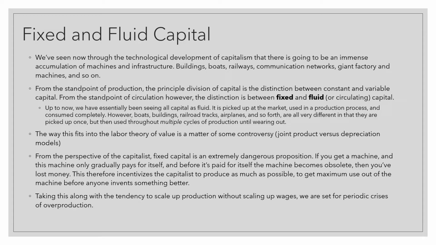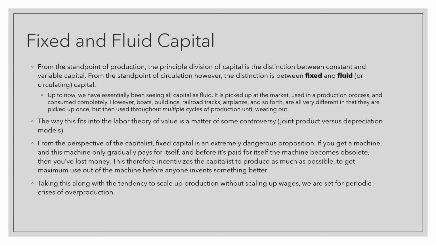But in any case, the main thing for our purposes to note about fixed and fluid capital is that fixed capital for a capitalist is extremely dangerous. If you get a machine that only gradually pays for itself, then there's a risk that somebody might make your machine obsolete before you've paid it off. Before you've gotten the full value of the machine, somebody may have invented a better machine. The socially necessary labor time for the production goes below that, and your machine is just worthless. You're losing money even using it.